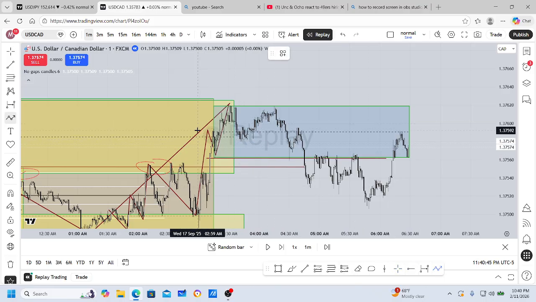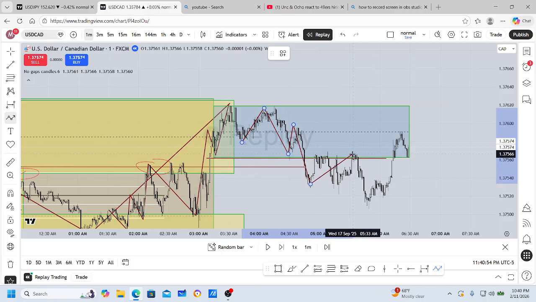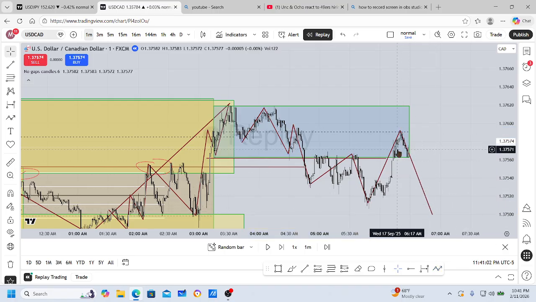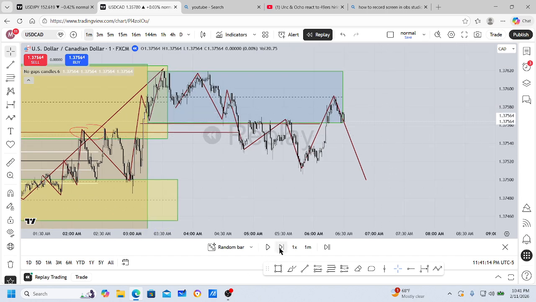Count the swings on the way down also. How many swings do we have? 2. 3. Reverse. Normally I'm out right here. I'm good. I don't need anything else. But you count your swings. Trail your highs and lows.